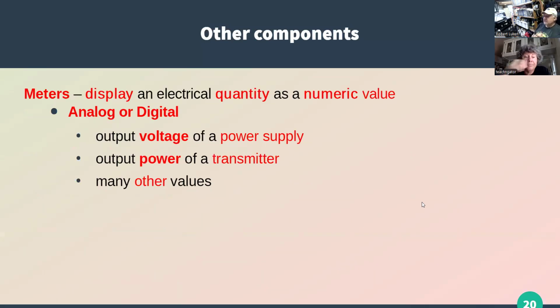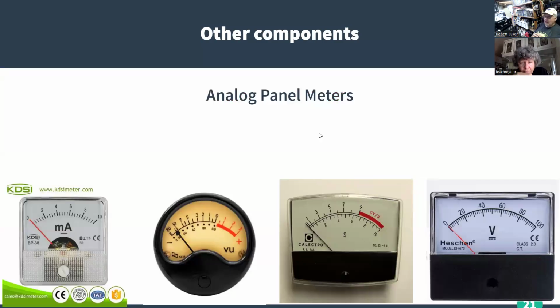Meters. Meters display electrical quantities as a numeric value. They can be analog or digital. You see them on the output, displaying output voltage on a power supply, output power on a transmitter, all sorts of devices may have a numerical display. Your cell phone has a numerical display.